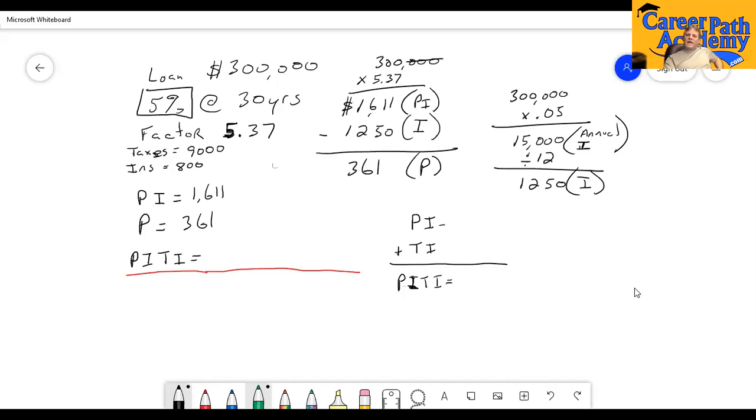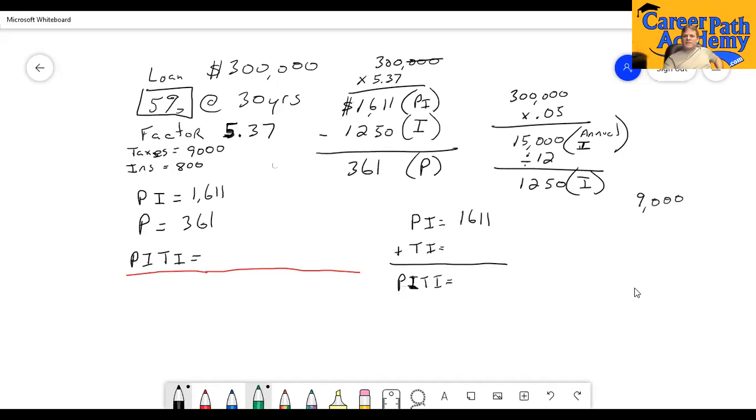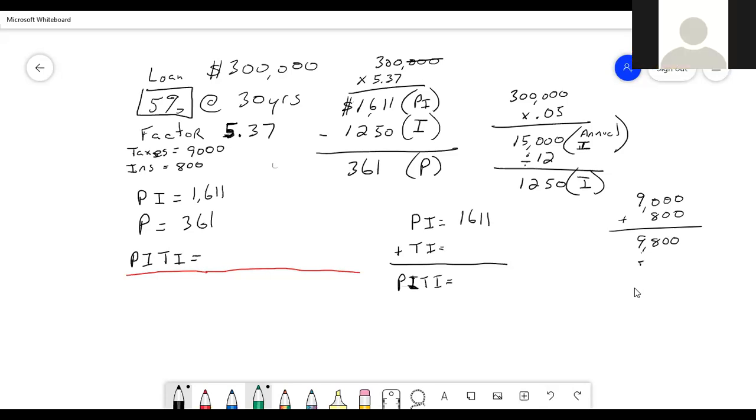Do we already have the PI? Yes. 1611. So what's the TI? Well, we got our taxes and insurance right here. Just add them up, right? If you add these up, what does it come out to? We got $9,000 in taxes plus $800. 9,800. But that is annual TI. So what do we got to do? Divided by 12.